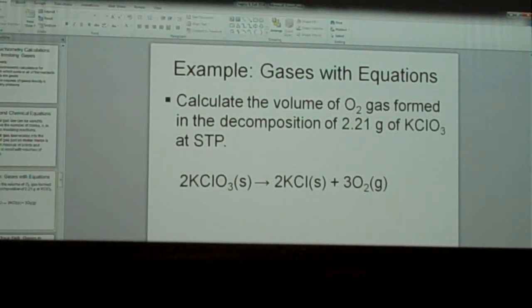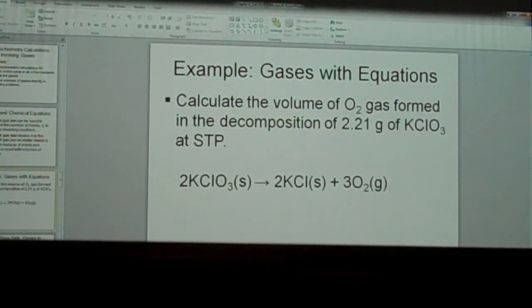Now, calculate the volume of oxygen gas formed in the decomposition of 2.21 grams of potassium chlorate at STP. Okay, so we're going to calculate the volume of gas. If you want to calculate a volume, what do you need to know? You need to know the color of a gas? No, what do you need to know? Pressure would be good. Number of moles would be good. Temperature would be good. If it's a gas, you got to have all those things.